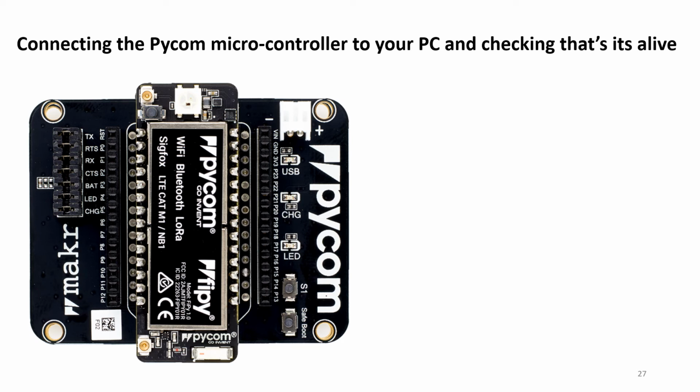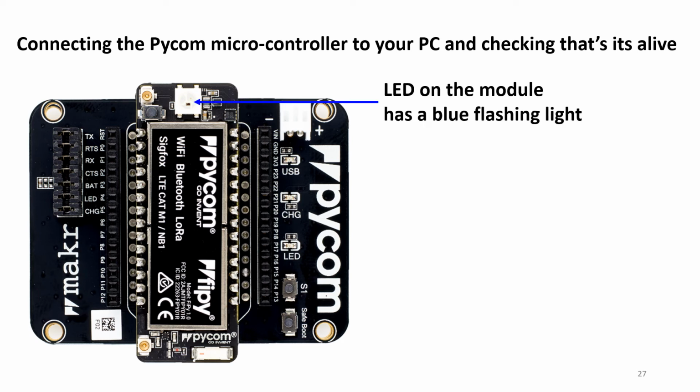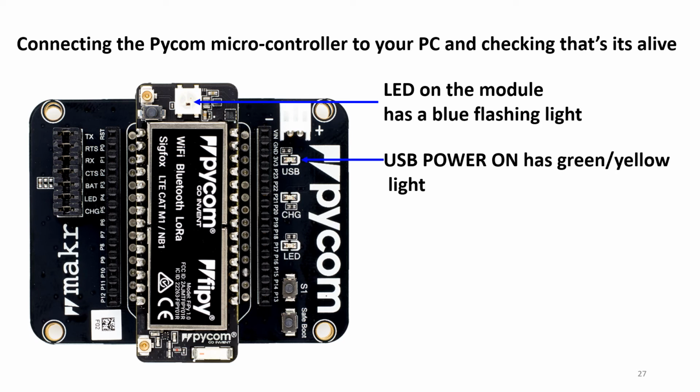Once you've connected your microcontroller to the PC, ensure that the LED on the module has a blue flashing light. Also ensure that the USB power on has a green or yellow light. And finally, ensure that the LED power on has an orange light.